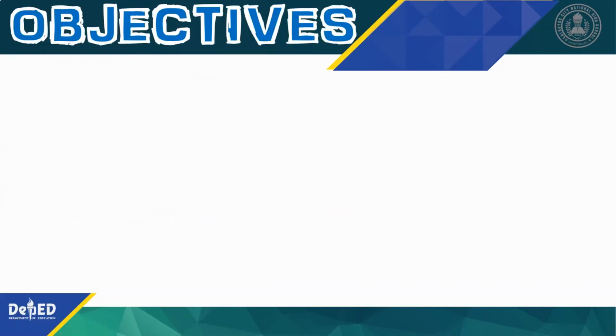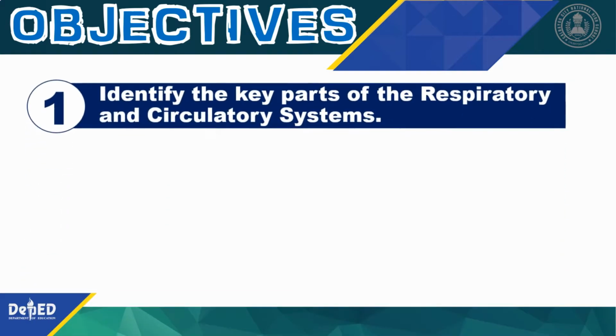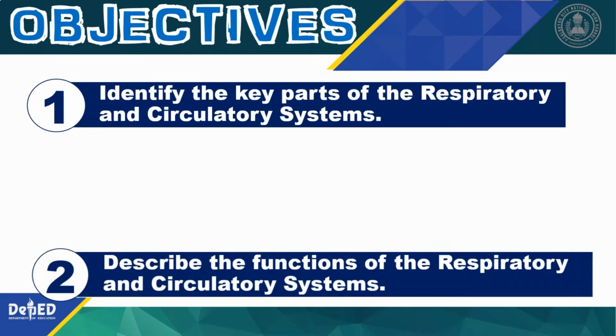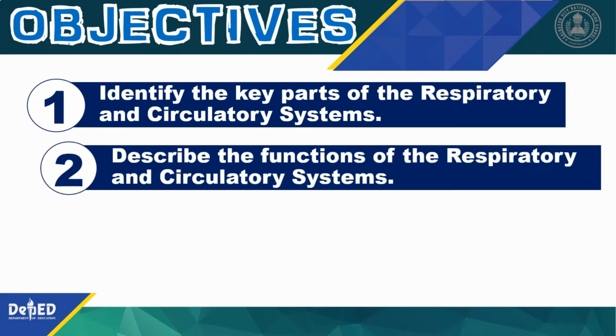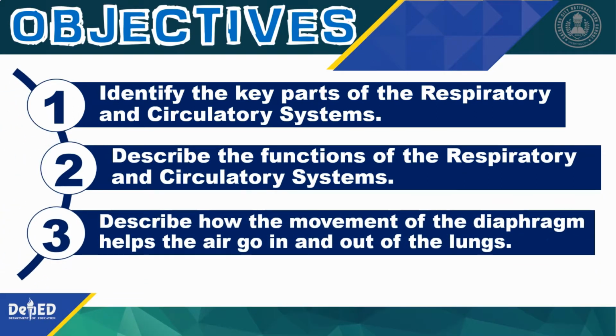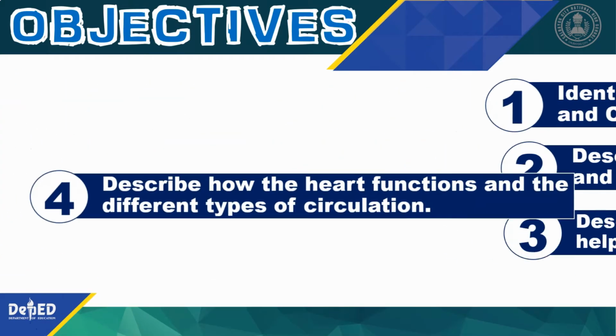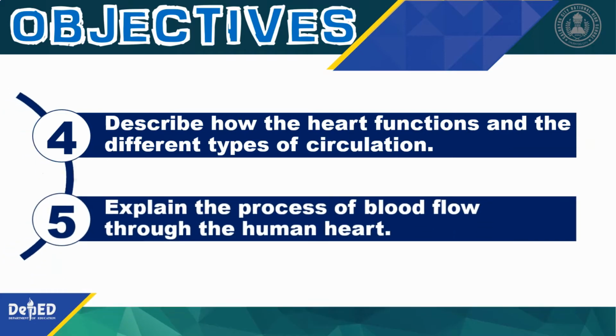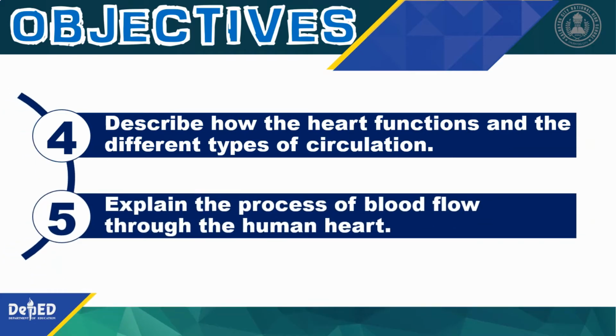Here are our objectives. At the end of this video lesson, you should be able to identify the key parts of the respiratory and circulatory systems. Describe the functions of the respiratory and circulatory systems. Describe how the movement of the diaphragm helps the air go in and out of the lungs. Describe how the heart functions and the different types of circulation. And explain the process of blood flow through the human heart.